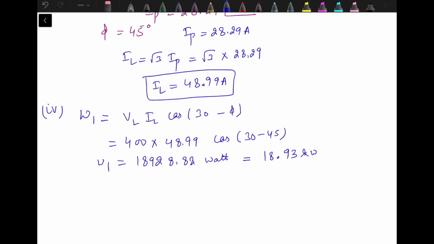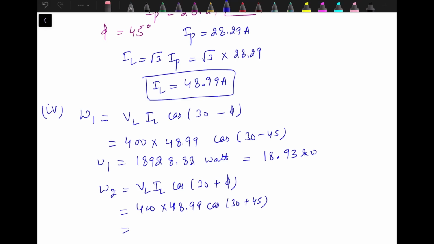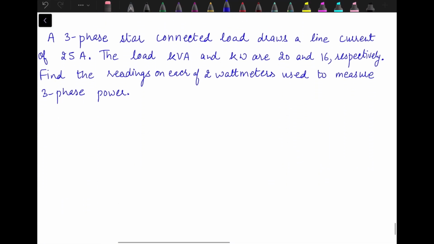Then we can calculate W2. VL IL cos(30 plus 45), VL 400, IL 48.99, cos(30 plus 45). So W2 is 5071.82 watt or 5.071 kilowatt. Now moving on to the next problem.